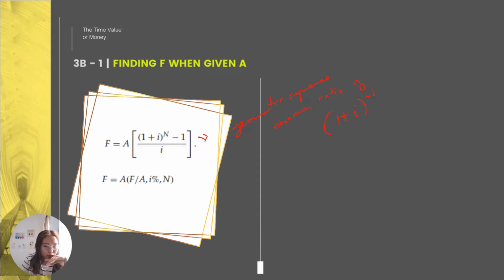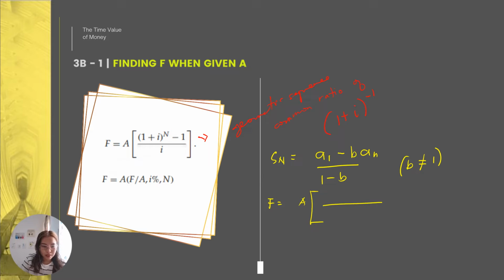and if we recall, the sum of the first n terms of a geometric sequence, we will have Sn equal to (a1 minus b times an) over (1 minus b), where of course b is not equal to 1. And then with our formula, we have here (1 plus I)^(n minus 1) minus 1 over 1 plus I. We just substitute from the geometric sequence. So 1 minus 1 over 1 plus I.